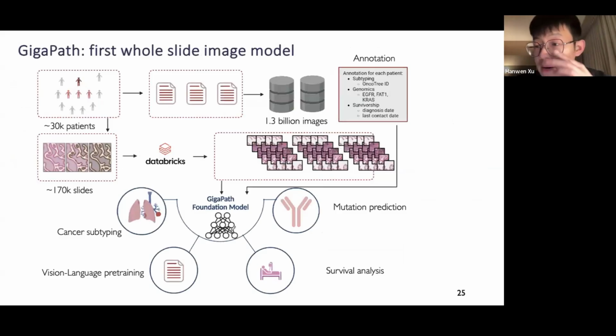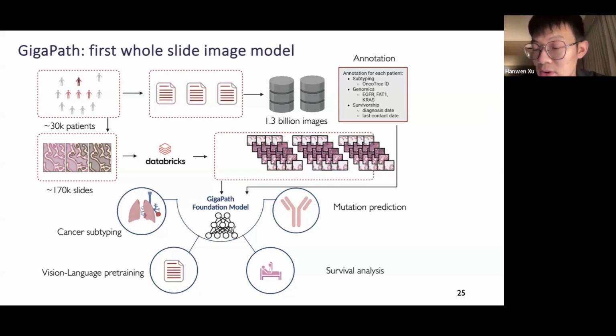Right. So after we have the pre-training objective and also the model architecture, we start our large-scale pre-training. This is an overview of the whole project. We collected data from 30,000 patients under the Providence Health Network, which consists of 170K histology images and 1.3 billion image tiles.